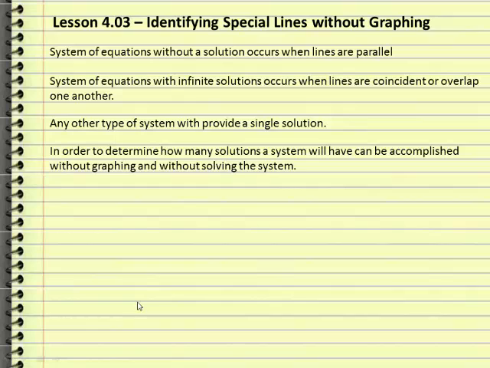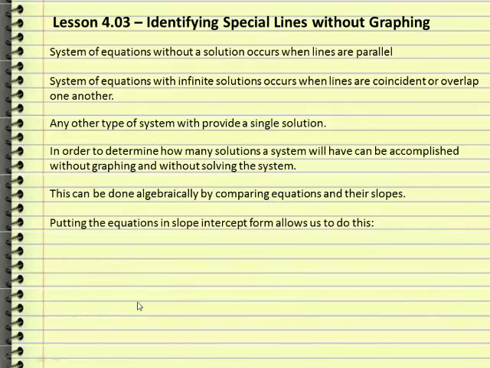In order to determine how many solutions a system will have, this can be accomplished without graphing and without solving the system. This can be done algebraically by comparing the equations and their slopes. You first put the equations into slope-intercept form in order to do this. Slope-intercept form is y equals mx plus b, where m is the slope and b is the y-intercept.